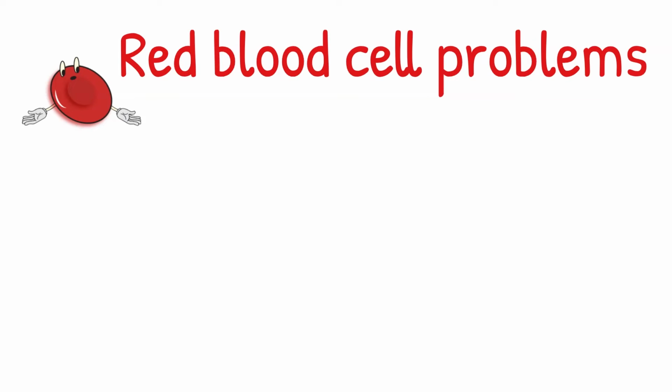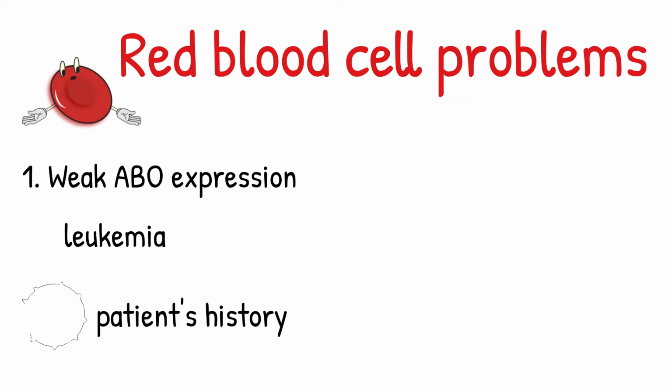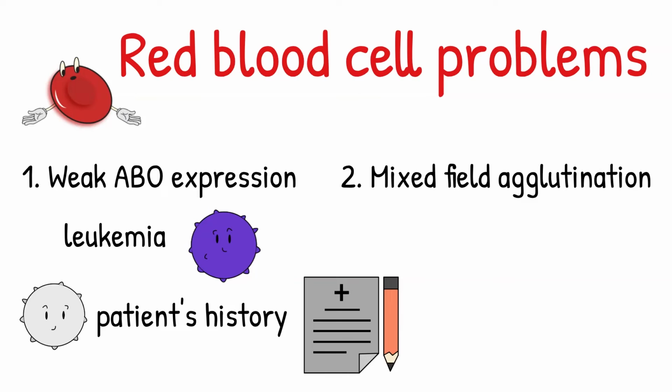This can happen for many reasons. First, weak ABO expressions. Some diseases like leukemia can also lead to a weaker expression of red blood cells antigen. This is why patient's history is very important. Second, mixed field agglutinations.